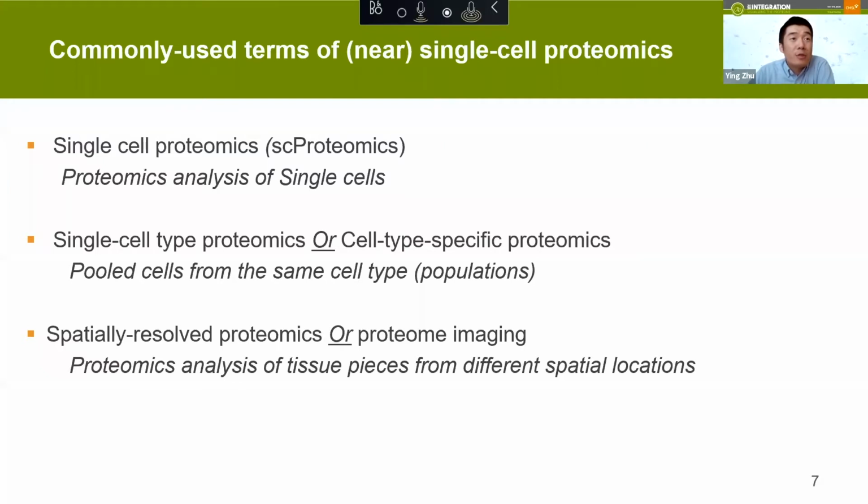Another one is spatially resolved proteomics, or the newer term, proteome imaging. It uses proteomics technology to analyze tissue pieces, usually from laser capture microdissection isolated tissue parts, from different locations. We can see the protein abundance at the different locations. Maybe they're not from the same populations, but they're from different locations.